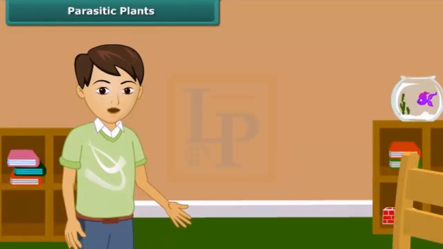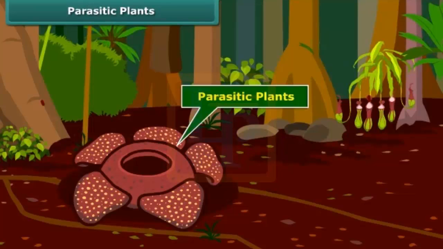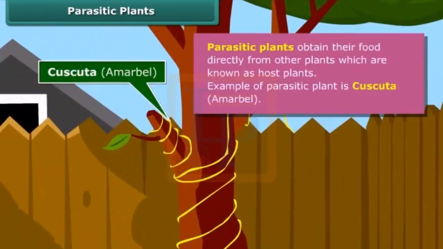Let's start with parasitic plants. The plants which obtain their food directly from other plants are known as parasitic plants, and those plants from which they obtain food are known as host. You might have seen Kaskata, Amarbale, nearby you, which is an example of a parasitic plant. It coils around the stem and branches as a yellow tubular structure.